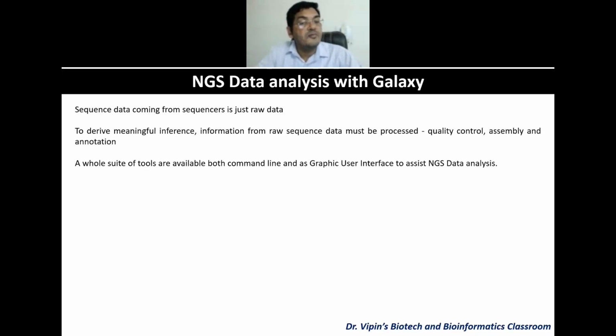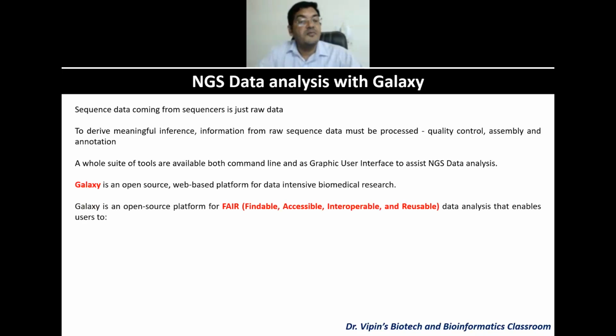A whole suite of tools are available, both command line and as graphic user interface, to assist NGS data analysis. Right? Galaxy is an open source, web-based platform for data-intensive biomedical research. So Galaxy basically is open source. It is free for use. It is developed by people who are interested in serving the community, and it is a web-based platform for data-intensive biomedical research. We'll have a look at that. Galaxy follows the FAIR principles, which is now the standard for data analysis. So it is findable, accessible, interoperable, and reusable.